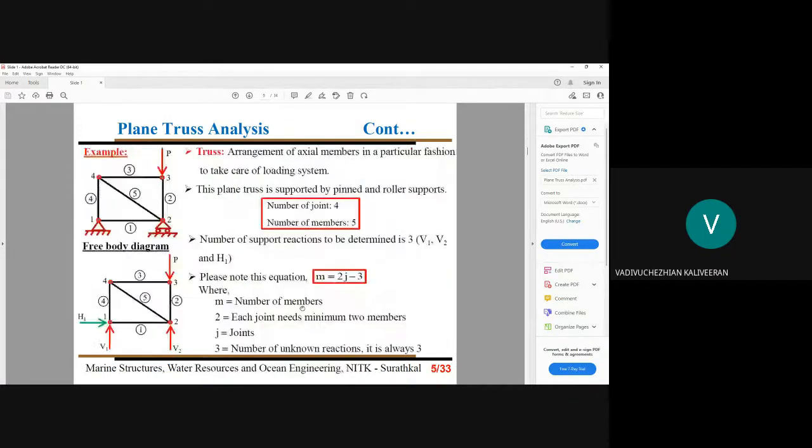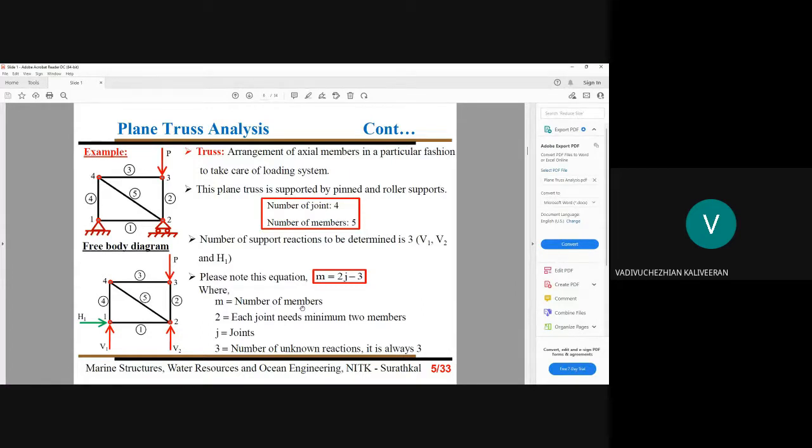Next level, I'm trying to show, you have your truss. In this truss, how are we going to arrive at m equal to 2j minus 3? This is a very important thing. In many of the books we read, we are trying to understand how they maintain this m equal to 2j minus 3.